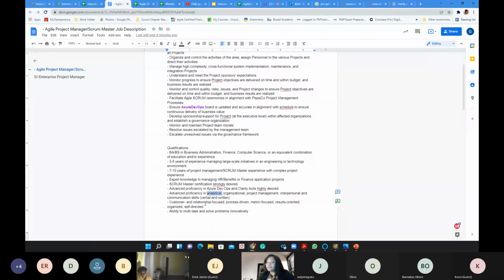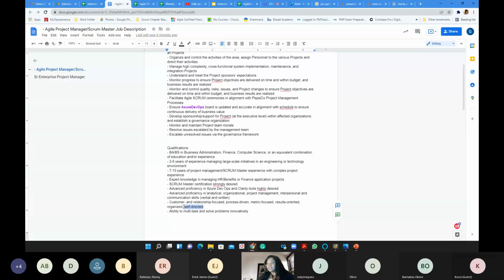Customer and relationship focus, process driven, matrix focus, result oriented, organized, self-directed. They don't tell you what to do. I always tell you, as a Scrum Master or project manager, nobody is going to tell you what to do, but they are expecting a lot. They say, this is the project for you. You go and figure out what to do, how to do it.